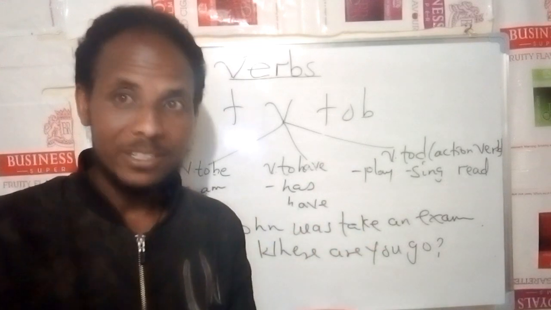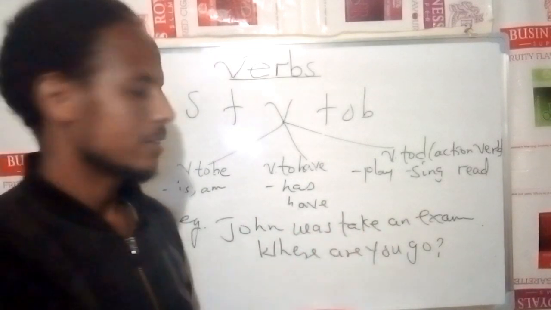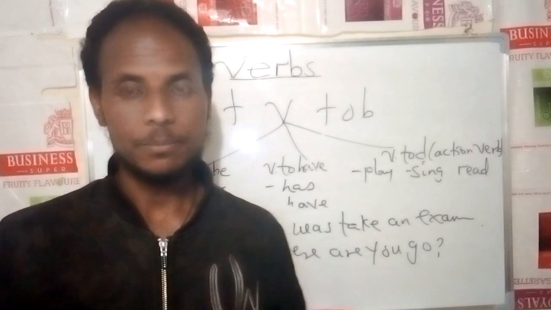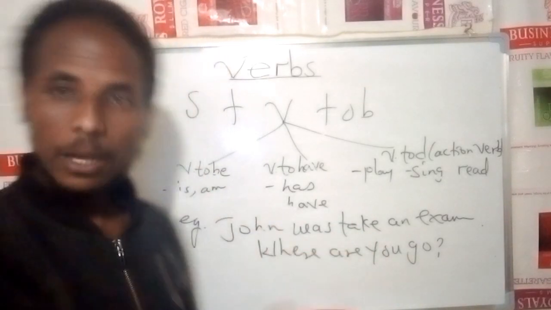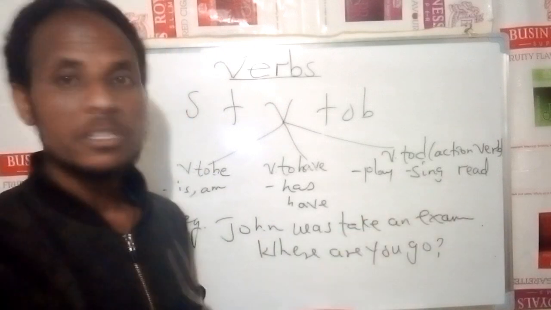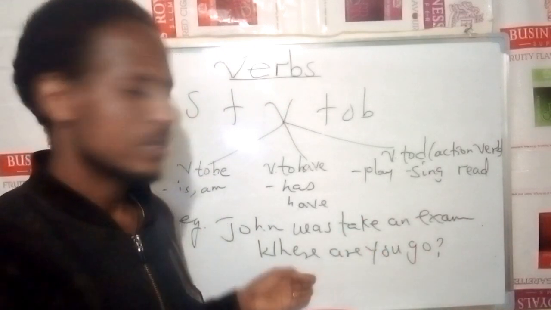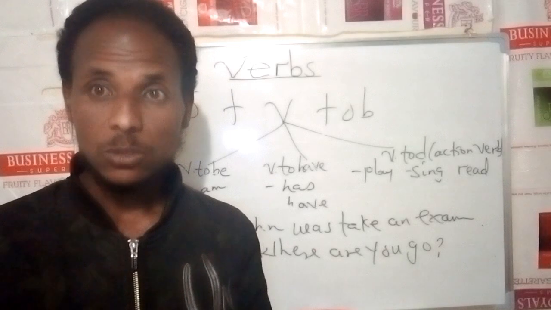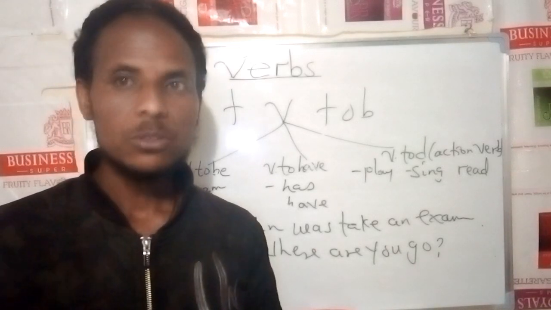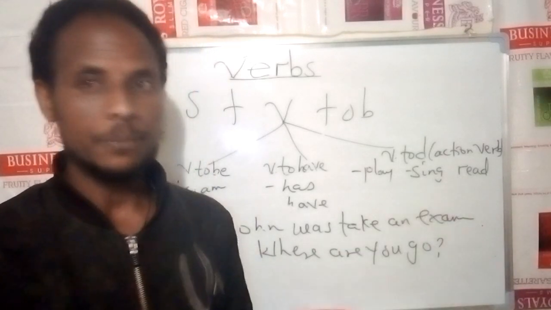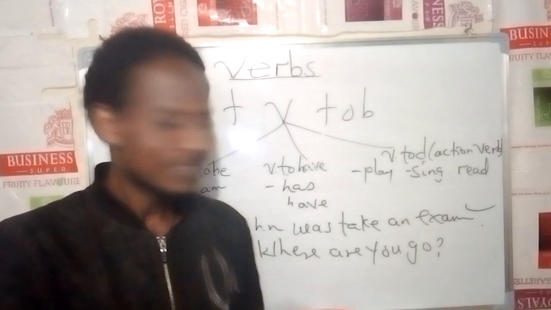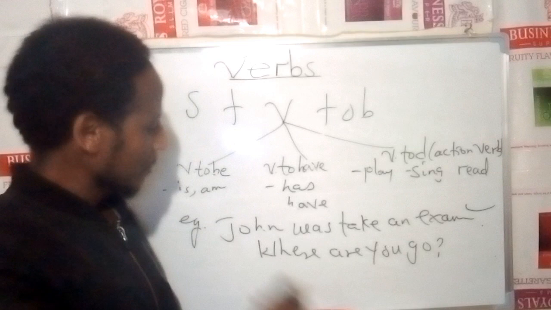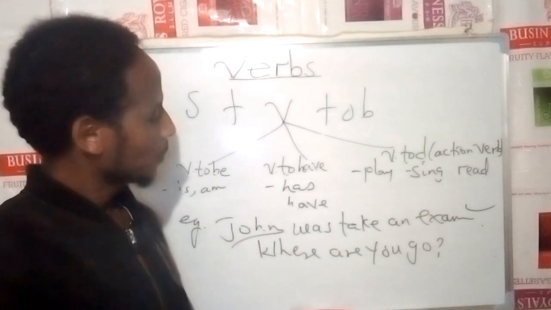John was take an exam. Where are you go? So the first sentence is a statement, whereas the second sentence is a question or interrogative sentence. But we're not talking about interrogative or statement. To be sure, which kind of verbs did I use in this sentence? Here, John is the subject of the sentence. Okay, what about this one?